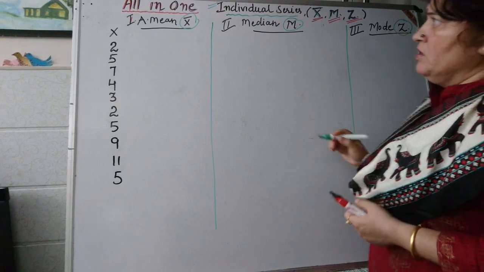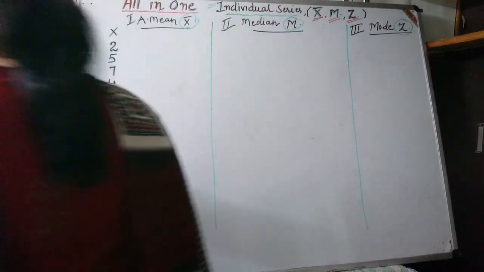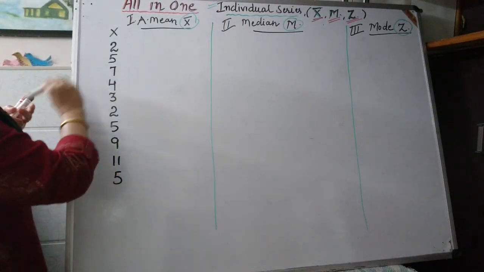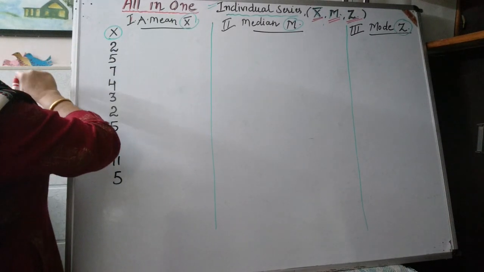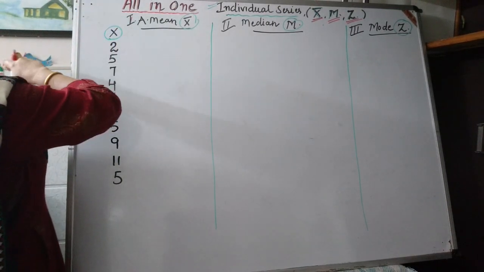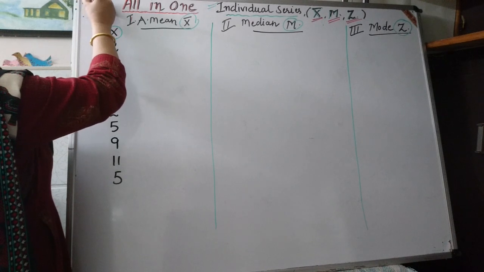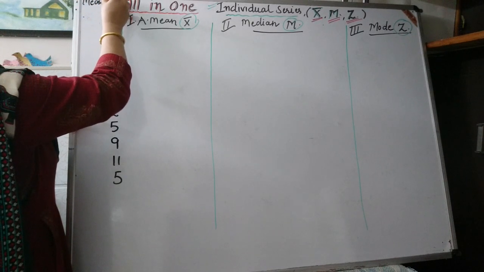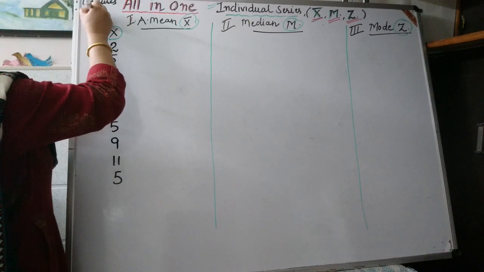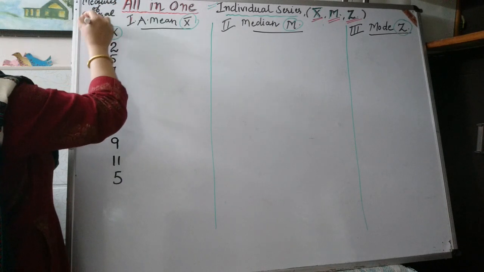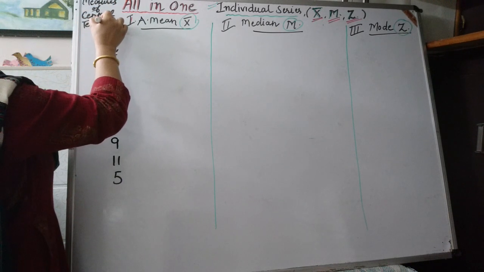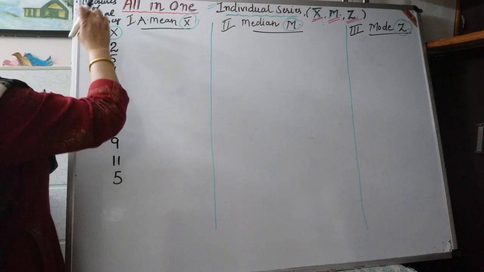Mode, all in one. We will calculate with the help of the given values of x. So these all are the measures of central tendency. Measures of central tendency.